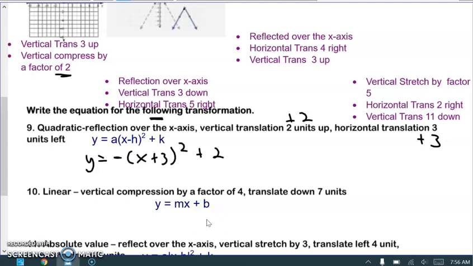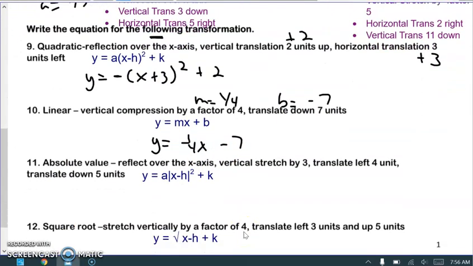Taking a look at this, a vertical compression by a factor of 4. If it's compression, we know it's going to be the reciprocal, like I said over here. If it's a compression, it's always the reciprocal. So if it's a 4, instead of like we had a 2, we started off as 1/2, but then we had to go back to a 2. So it's going to be 1/4, and it's a translation 7 down. So how would I write that? That would give me my m. This would be my b. So I would write 1/4 x minus 7.